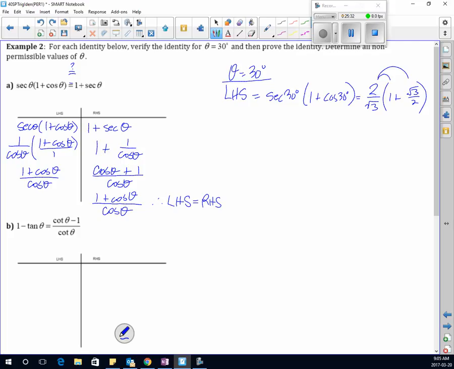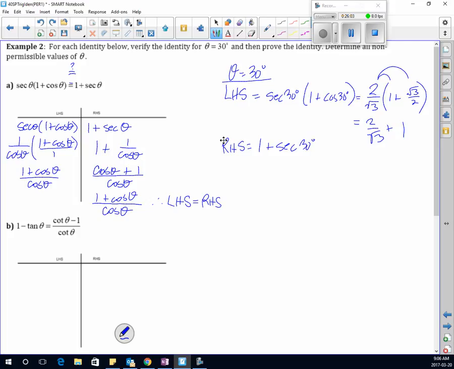Multiply it in, yes? So what do we get when we multiply that in? 2 over root 3 plus? Do you see they cancel when you multiply it? So it's going to be plus 1. Okay, so we're going to leave that like that and see where we get. The right-hand side is 1 plus secant of 30 degrees.